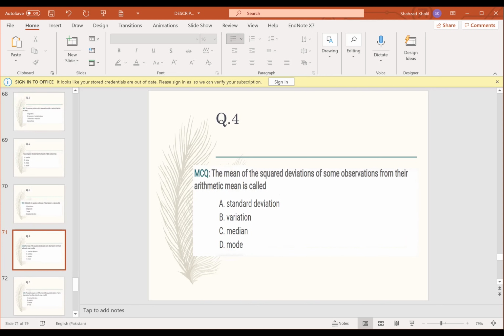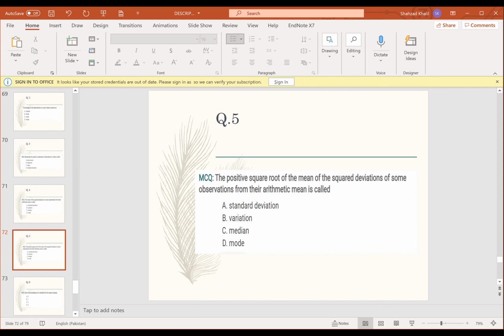The mean of the squared deviations of observations from the arithmetic mean is standard deviation? No, variation. Read very carefully, I said the mean of the squared deviation, so it's the variation. The positive square root of the mean of the squared deviations of observations from the arithmetic mean is called standard deviation. The difference is that when we have the square, it is the variation, and when we take the square root, it's the standard deviation.